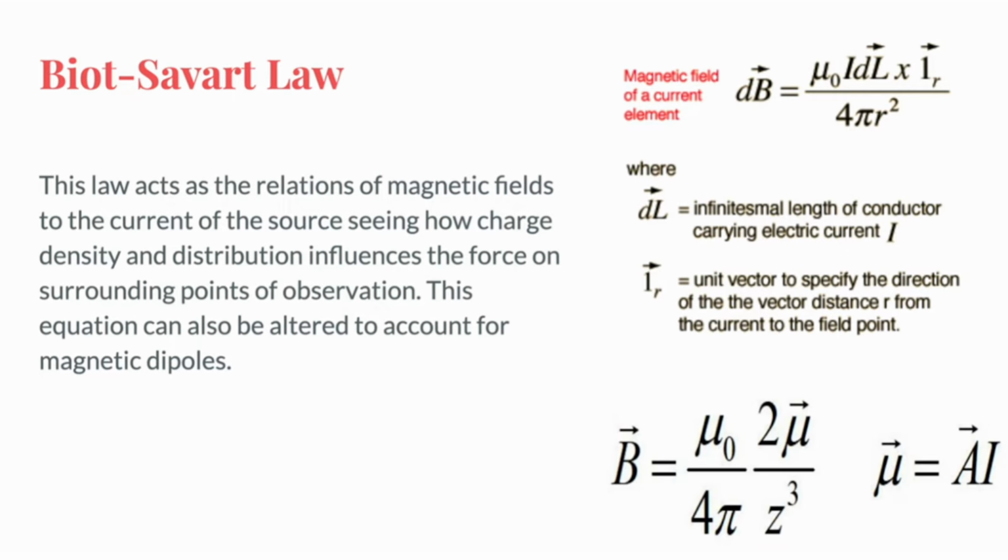This law acts as a relation between magnetic fields and the current of the source, seeing how charge density and distribution influence the force on the surrounding points of observation. The equation, which is to the right, can be altered. The magnetic field is equal to the dipole times 2u divided by 4 pi z cubed, and this is current times area for the dipole. That's the equation we'll use later in the lab.